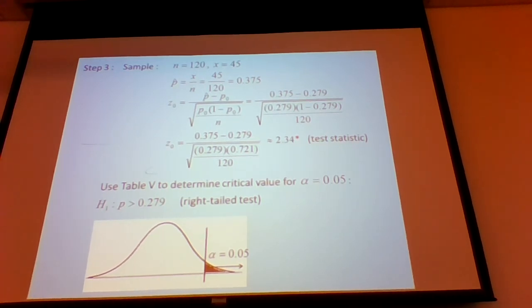So the z value minus 1? Well, the alpha value minus 1, not the z value. You do the alpha, and then you find the z from that.